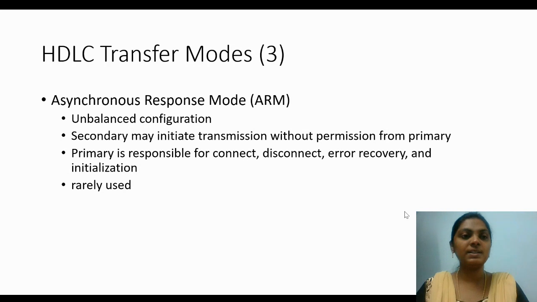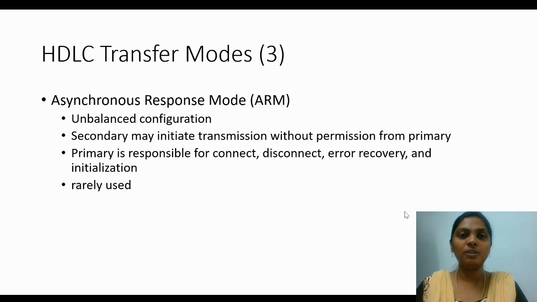And the third one is the asynchronous response mode. Here also comes the response, so there will be a command and correspondingly a response. Here comes the unbalanced configuration, but it is an asynchronous response mode, which means one unique feature is added along with the unbalanced configuration: the secondary can also initiate a transmission without permission from the primary. Usually in an unbalanced configuration, only the primary can start the transmission, but in this case, the secondary can also start a transmission.